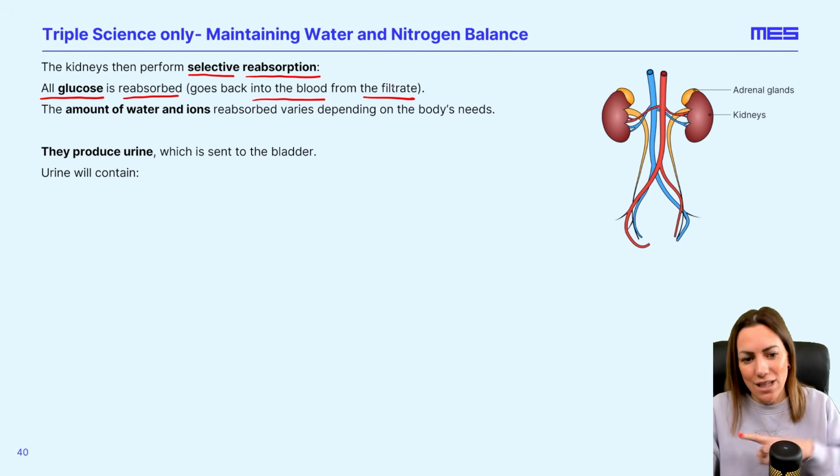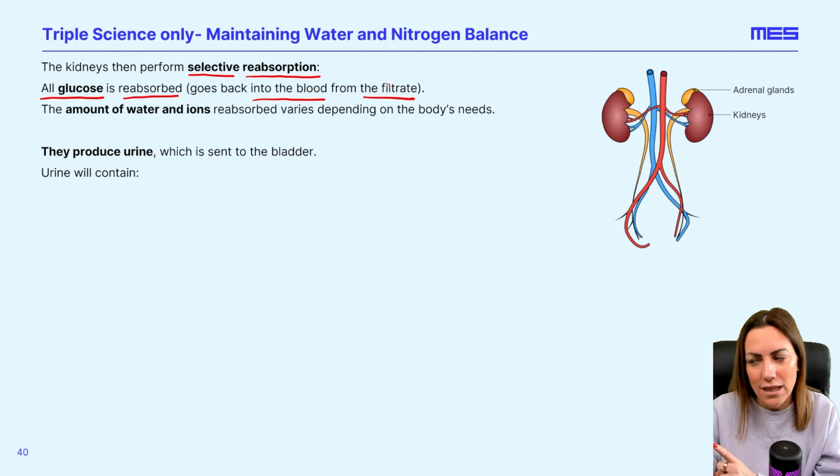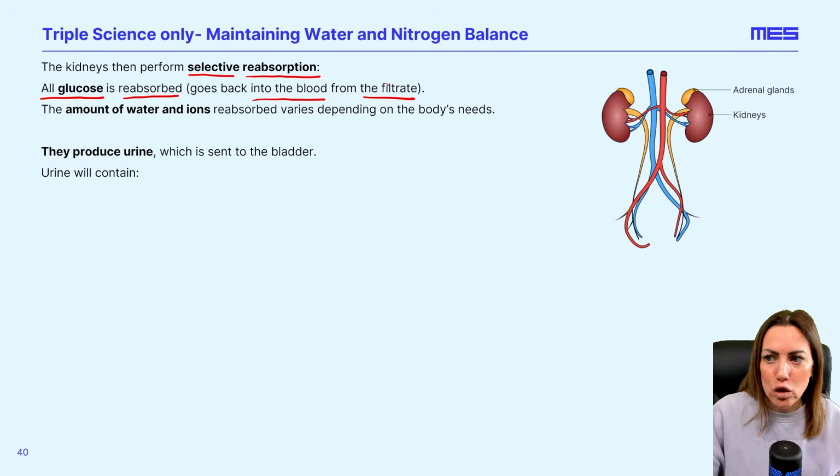So it does pass through the filter, it does go into the filtrate, but then it will all be reabsorbed back into the blood. The amount of water and ions reabsorbed does vary depending on the body's needs. So a lot of water will be reabsorbed, but excess water will remain in the filtrate. A lot of ions will be reabsorbed, but excess ions will remain in the filtrate. So it's quite a complex process.